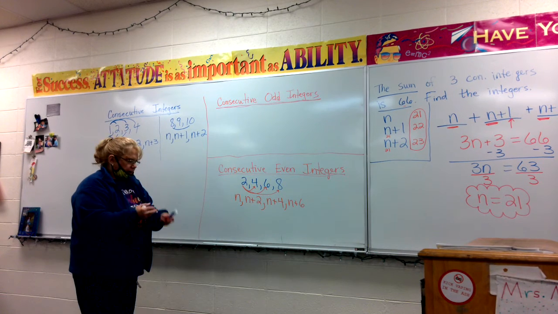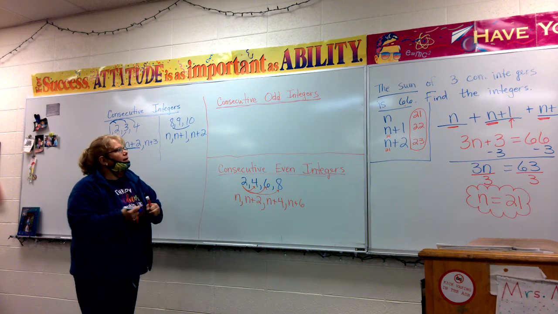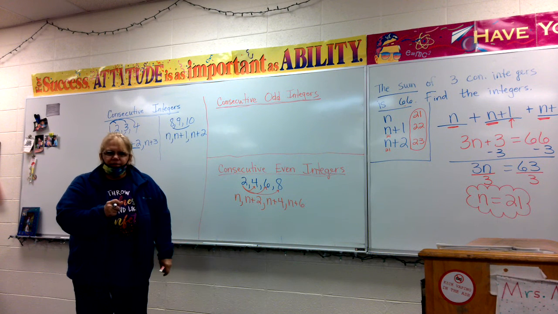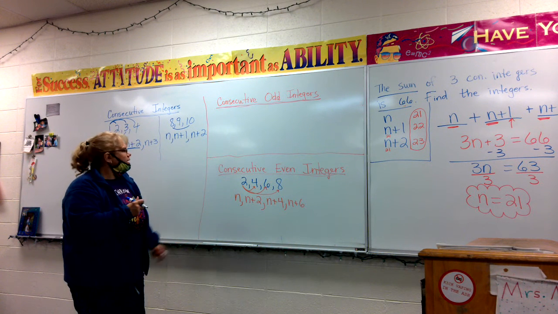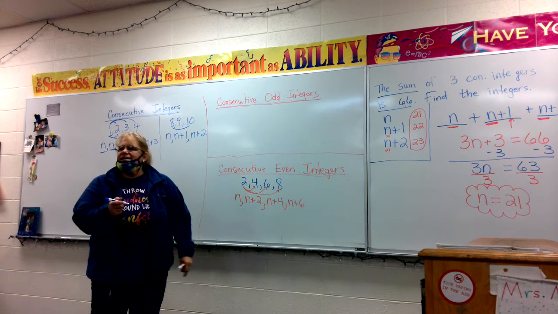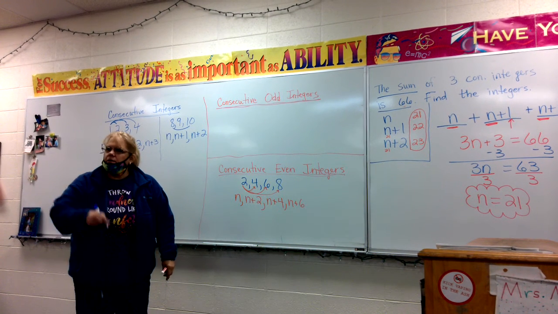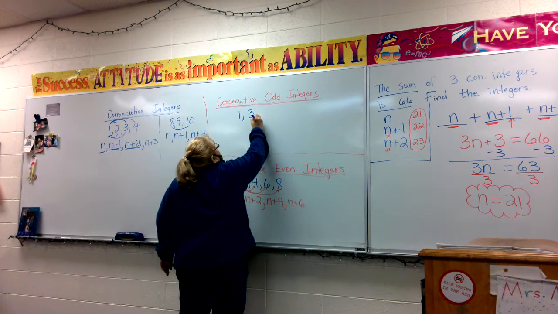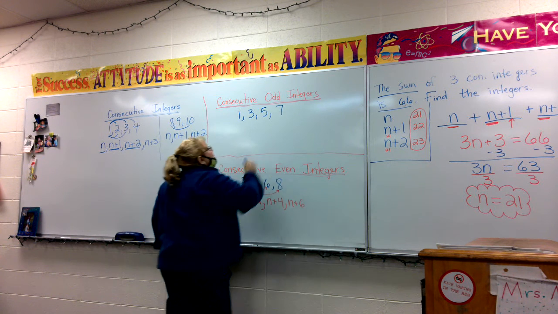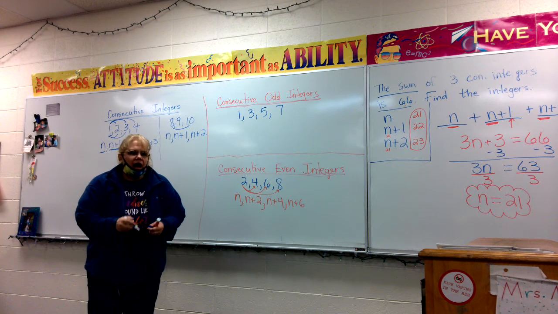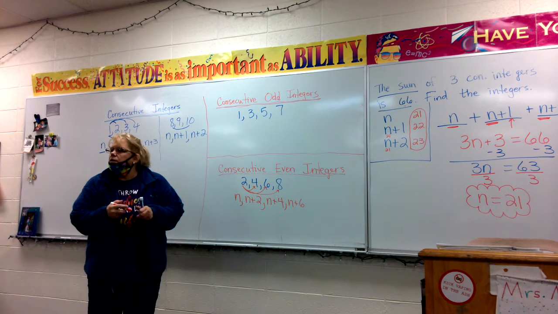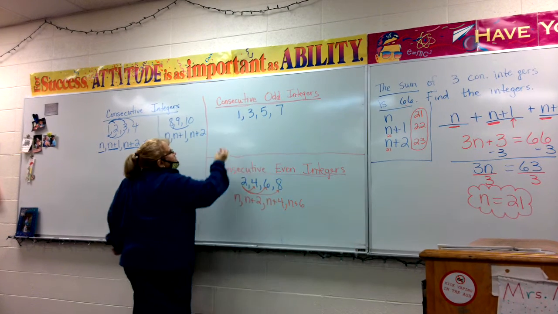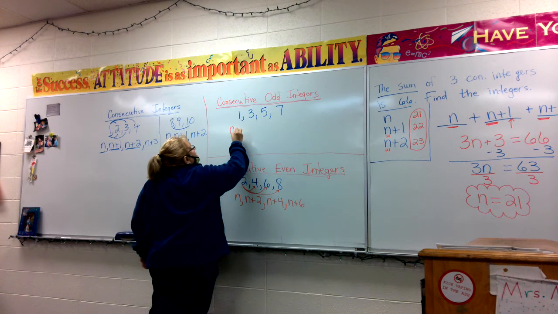That part makes sense. But sometimes it's the consecutive odds that confuse people a little bit. First of all, give me some consecutive odd numbers. 1, 3, 5, 7. Okay, everybody agree? Those are consecutive odds. And like all of these, the first one is going to be n.